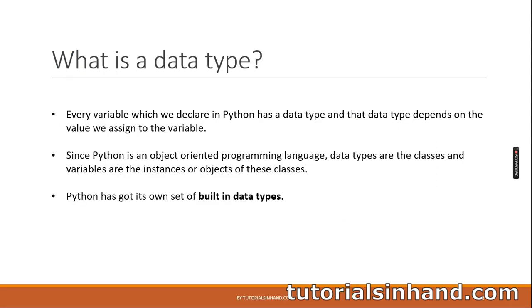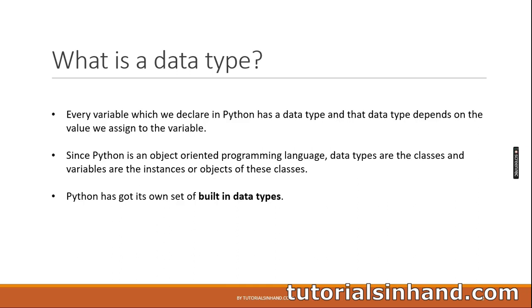So what is a data type? Every variable which we declare in Python has a data type, and that data type depends on the value we assign to the variable. Since Python is an object-oriented programming language, data types are the classes and the variables are the instances or objects of these classes.